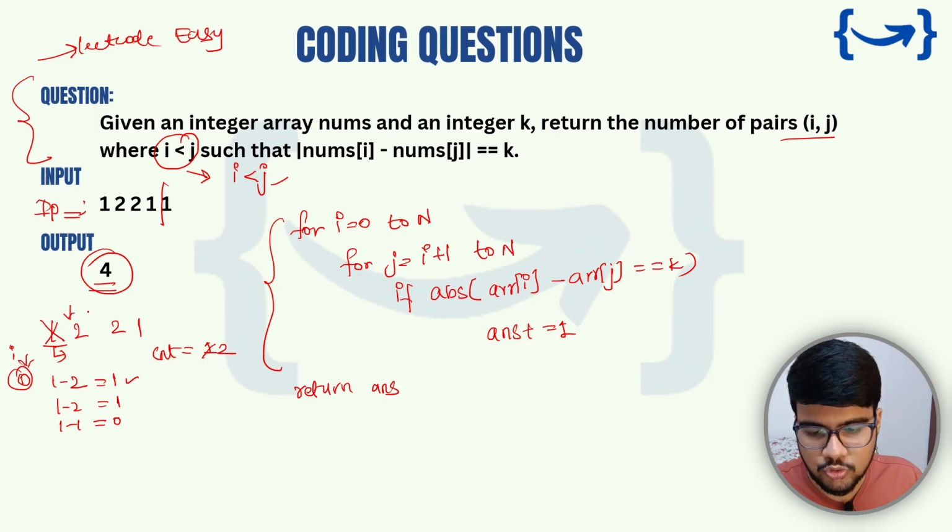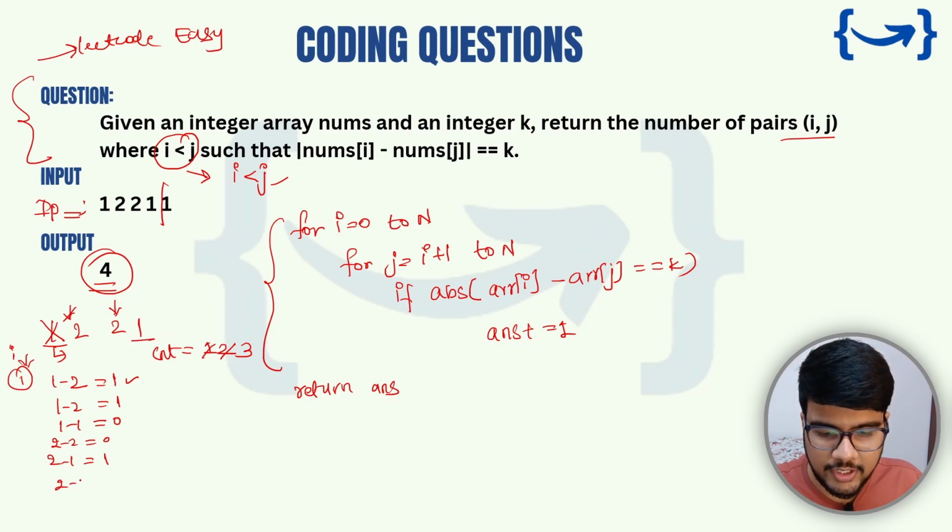Now my i comes to here, which is at location one. So 2 minus 2, what will it give me? 0. So nothing will happen. So 2 minus 1, what will it give me? 1. So my counter will become 3. Now my i comes to here. So now my j starts with 1. So 2 minus 1 again, what will we end up having? 1. So it will be incremented to 4.